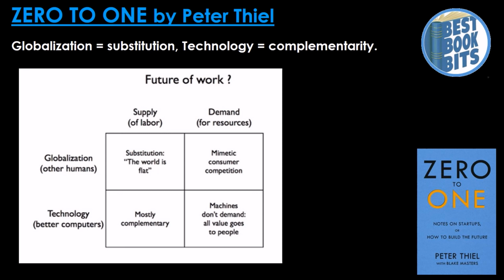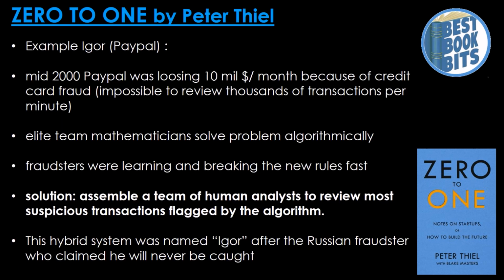Down the bottom left, you'll see technology, better computers, and globalization, other humans. And then on the top, you'll see supply of labor and demand for resources. So looking at supply of labor versus technology, you've got mostly complementary, and then above that, substitution. The world is flat. On the bottom right, you'll see machines don't demand. All value goes to people.